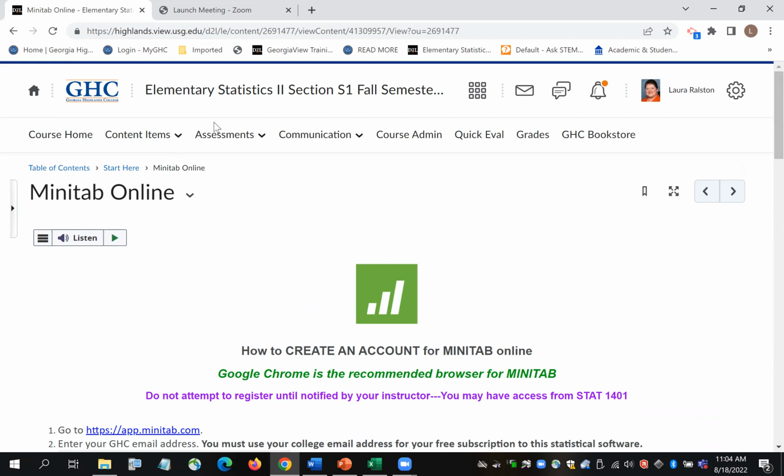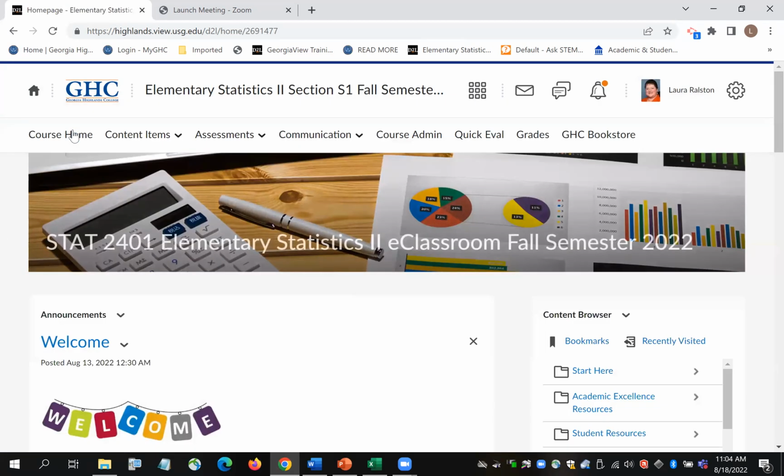If you had Stat 1401 in a recent semester, you may still have access, but that's doubtful because they usually clear it at the beginning of each semester. So just hang in there. We'll get there. But the instructions are there, and I'll try to walk us through it next Tuesday in class. Other questions?